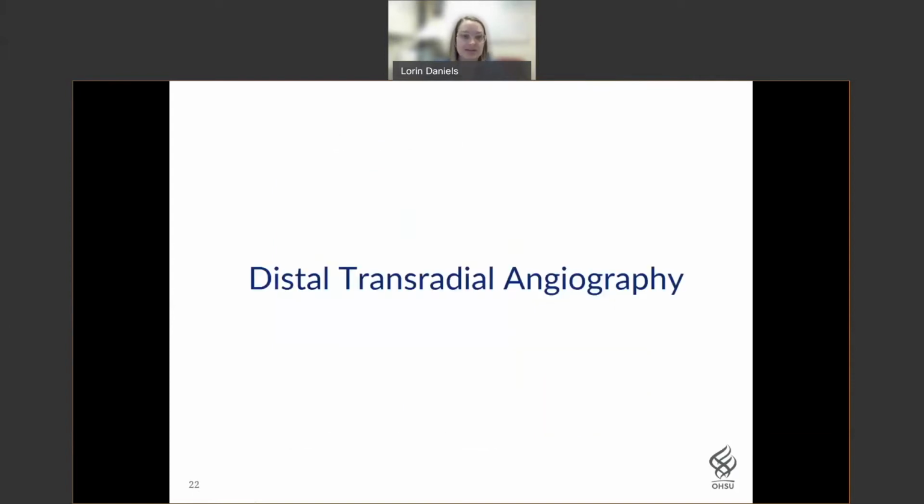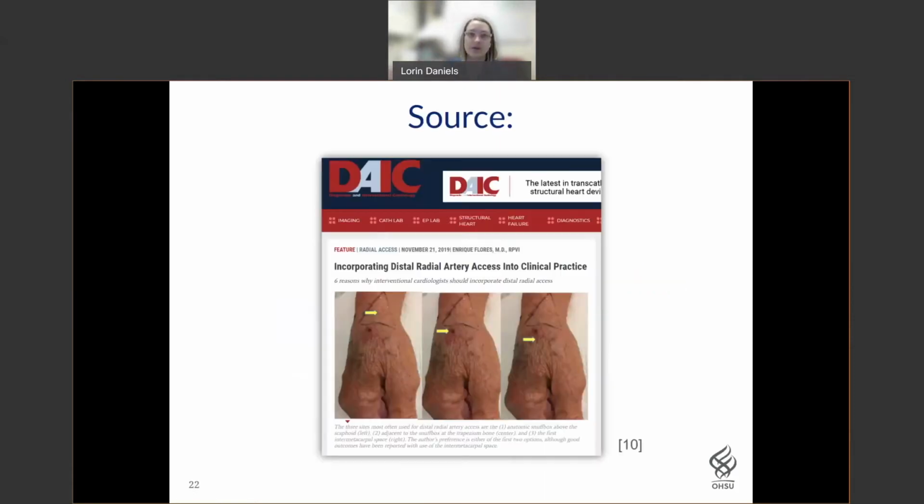This section, I'll be discussing the distal transradial angiography, or when we need to visualize the vessels in the brain, and we choose to do that through the artery in the wrist. So to start off this talk, I want to just declare that this article right here is where the bulk of my information for this talk came from. So unless otherwise noted, this is the source for the content that I'm speaking to.